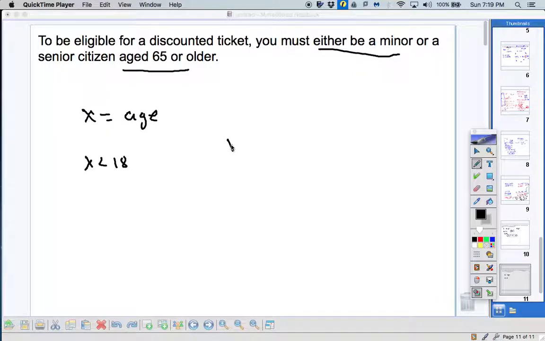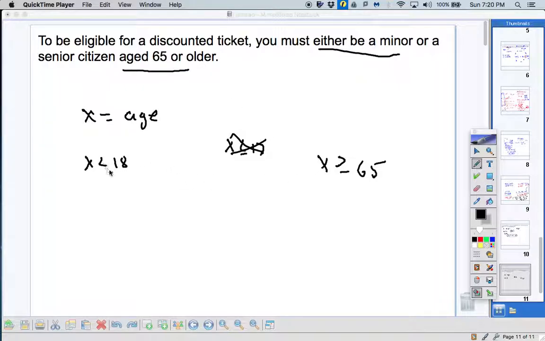Also, I'm not going to say that x is less than or equal to 17, because you can be older than 17 and still be a minor. You can be up to 17 and 11 months and 31 days, whatever that last day happens to be. Okay, so we're not going to use this. We're going to use x is less than 18. Now, for a senior citizen, we want to see that x is greater than or equal to 65, because it says or older. So you could be 65 and be a senior citizen, or you can be anything over 65.